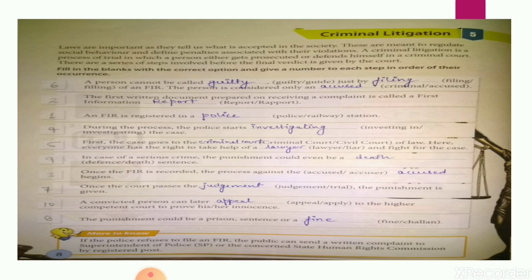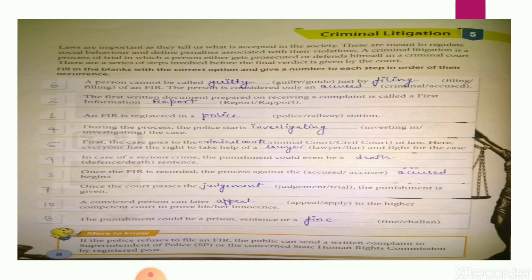First of all, when the case started, just after filing an FIR, the person is called accused, not criminal. So first one will be, a person cannot be called guilty just by filing of an FIR. The person is considered only an accused. Next one is, the first written document prepared on receiving a complaint is called a first information, two options are there, report and rapport. So it will be first information report. Then an FIR is registered in a, two options are there, police station, railway station. So obviously FIR is registered in a police station.